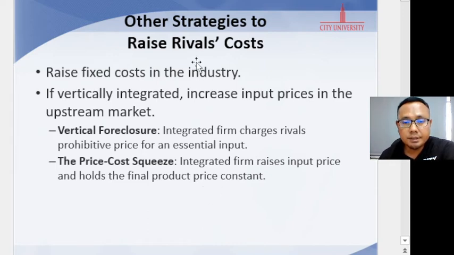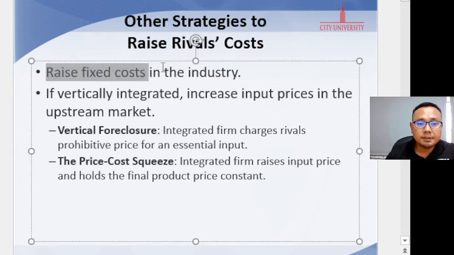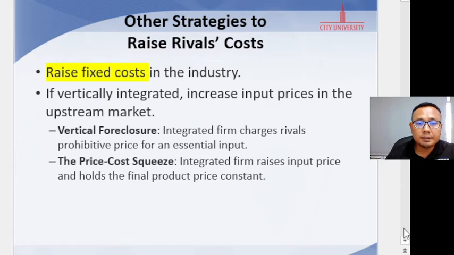Okay, this is another strategy that we can use. Our manager can decide to use it: raise fixed costs in the industry. So a firm may also gain by raising its rival's fixed cost. Perhaps surprisingly, such a benefit may accrue to a firm even when the strategy also raises the firm's own cost. So to see this, consider an incumbent that earns monopoly profits.